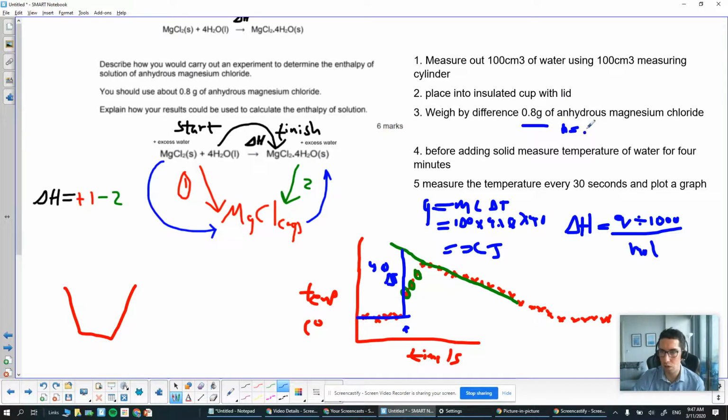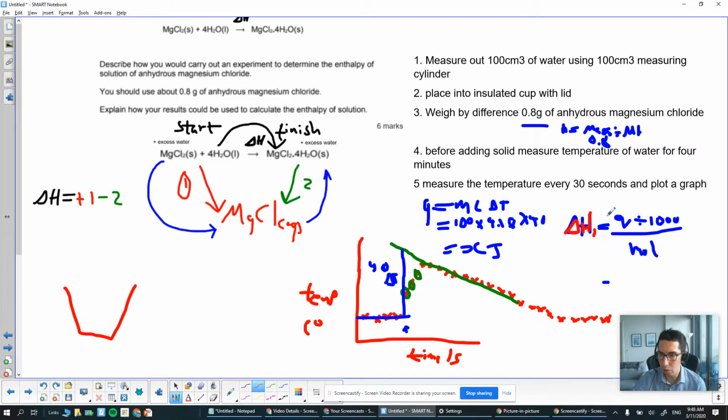So moles equals mass over Mr, so it's quite easy to work out. We can see the mass is 0.8, and the Mr is, well, that's 23 plus 35.5 times 2. Okay, so we can work out that. So we've got the moles, and we've got Q, so therefore we can work out delta H, and this is delta H1, this is the red arrow here. So we've now worked out this one here.